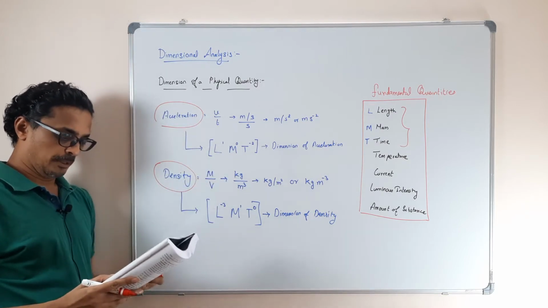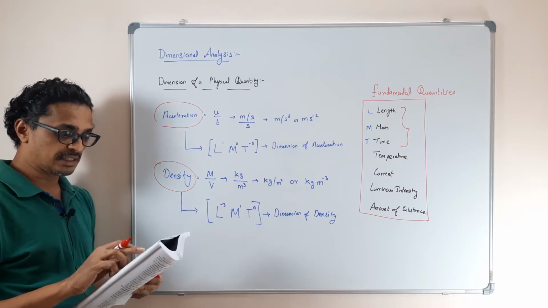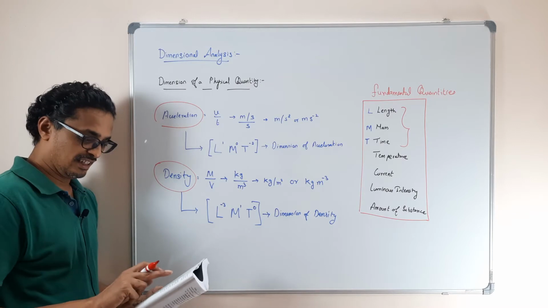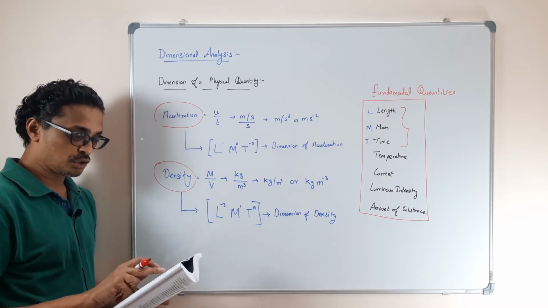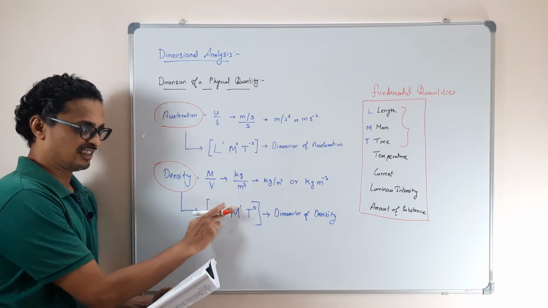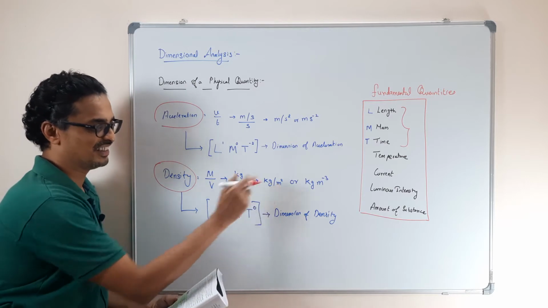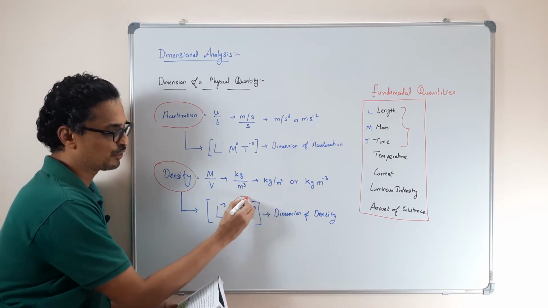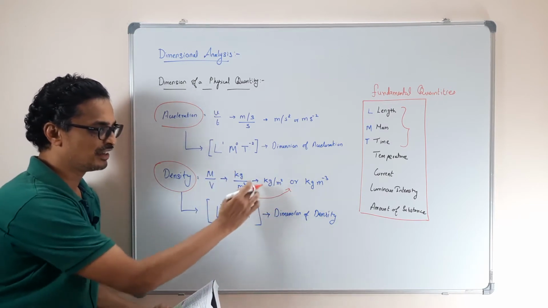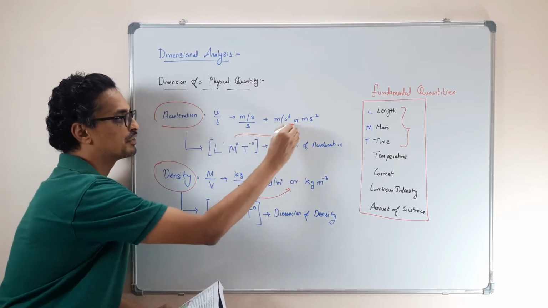The dimensions of a physical quantity are the powers to which the concerned fundamental units must be raised in order to obtain the unit of the given physical quantity. You got it? So these are the fundamental quantities, and the power they should be raised to in order to get the unit of the physical quantity. Similarly, we took it from here.